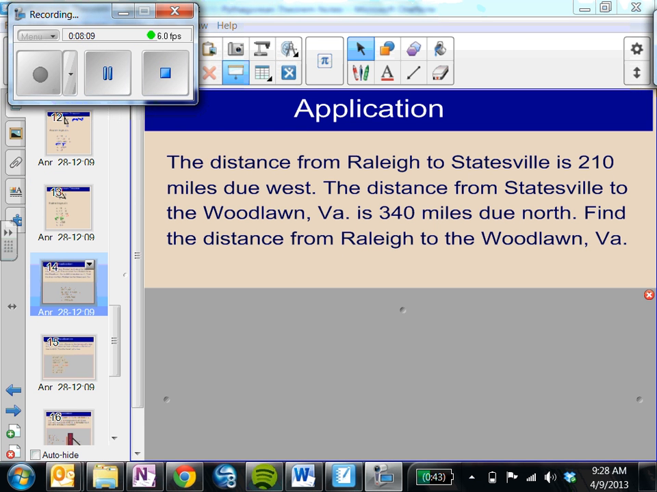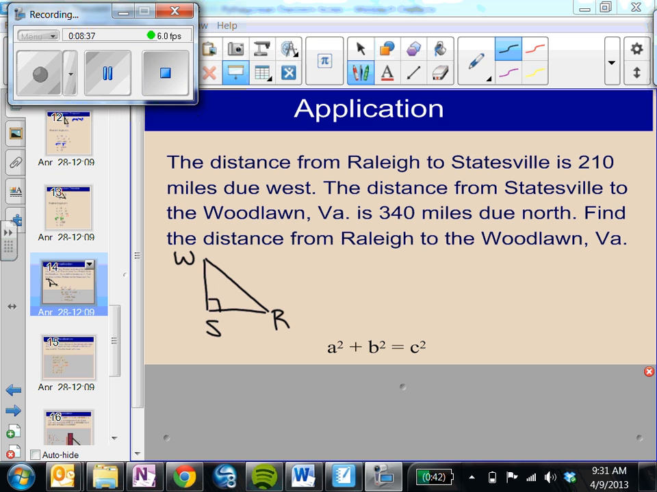So we can apply the Pythagorean theorem to real life, which is the whole reason that we use math, right? So the distance from Raleigh to Statesville is 210 miles due west. The distance from Statesville to Woodlawn, Virginia is 340 miles due north. Find the distance from Raleigh to Woodlawn, Virginia. So the first thing I would do is draw a picture. Seeing as how we're dealing with triangles, it's probably going to form a right triangle. But why don't you draw it and see if it makes sense to form a right triangle, and then solve.